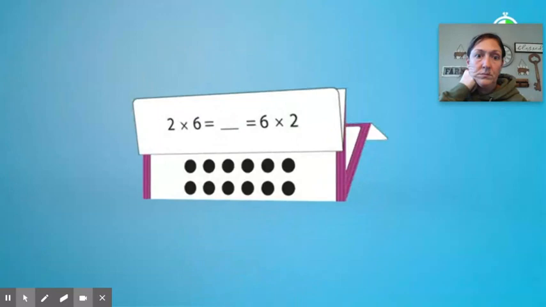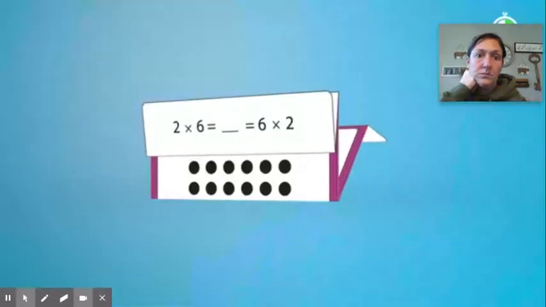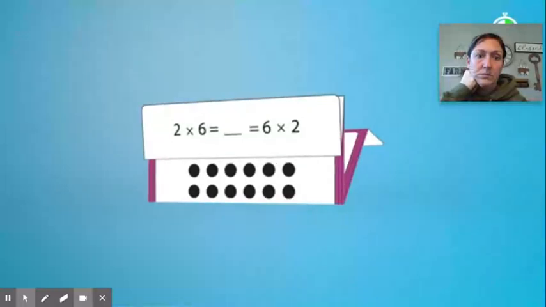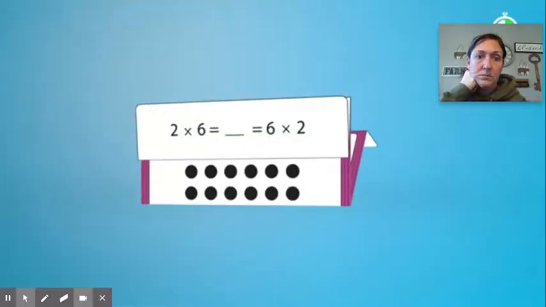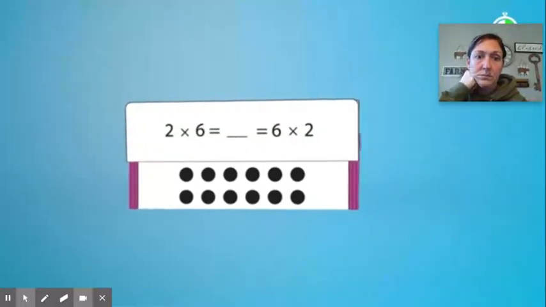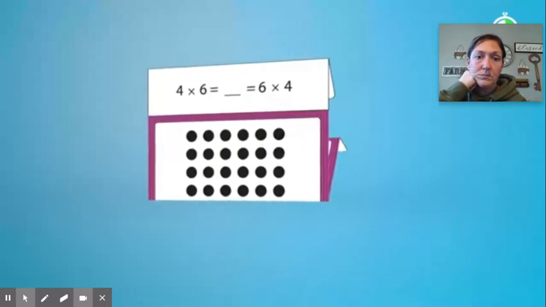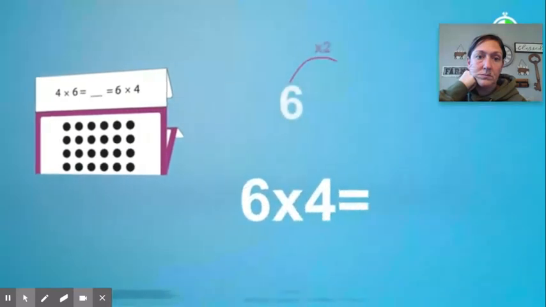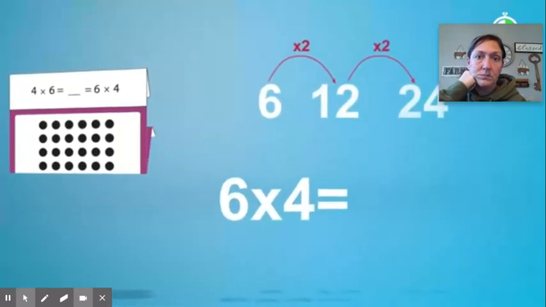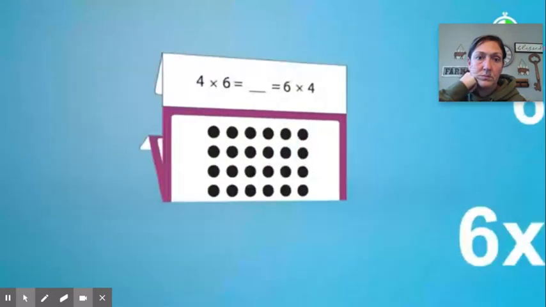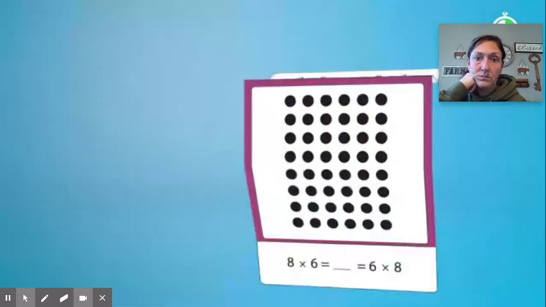To calculate 6 by 2, think double 6. Then to calculate 6 by 4, just think double 6. Double 6 is 12, and double 12 is 24. So 6 by 4 must be 24. Exactly. And to multiply 6 by 8, think double 6. Double 6 is 12, double 12 is 24, and double 24 is 48. So 6 by 8 must be 48.